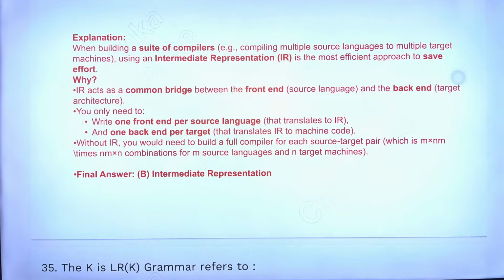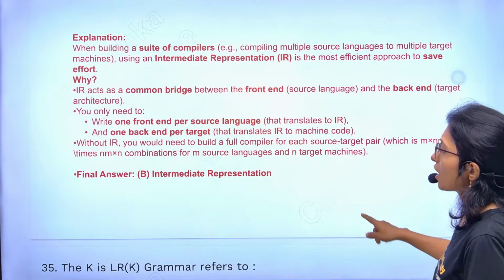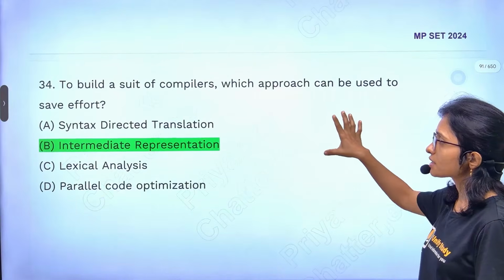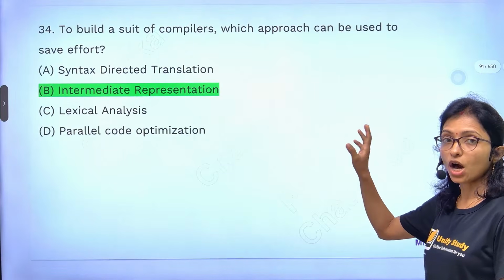Why? Because it makes a common bridge between the front end, that is the source language, and the back end. Write one front end per source language and one back end per target. Without IR, we need to build a full compiler for each source-target pair. Intermediate representation saves us from that, and that's why intermediate representation is required. I hope you are able to understand that. One simple question is giving you so many concepts.